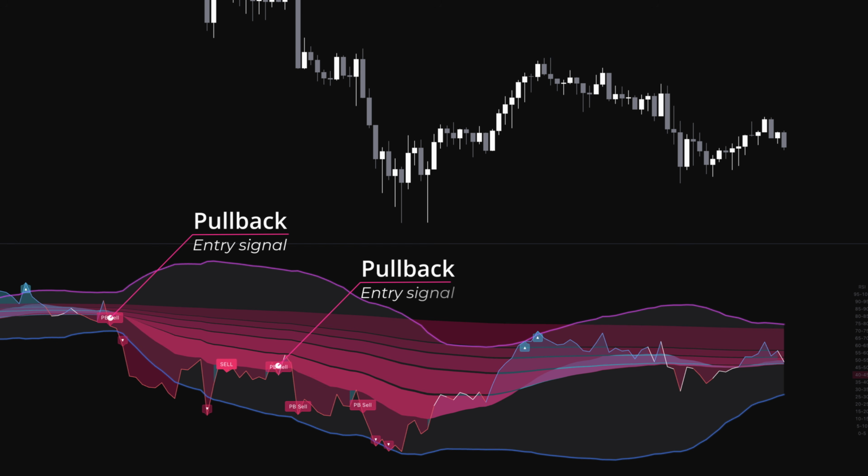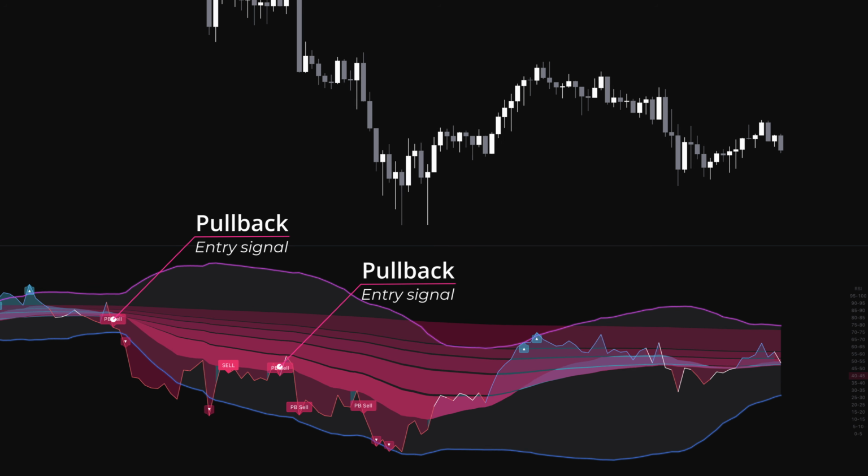There is also a pullback signal layer. PB buy and PB sell labels fire when the ribbon is aligned and RSI rejects the ribbon MA, but without requiring a prior BB breakout.